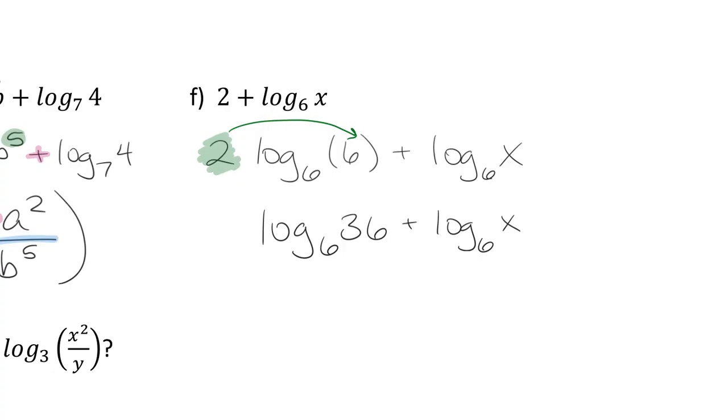Just as a double check to make sure we didn't change this problem at all: 6 to what power is 36? That's what we started with, right? We've not changed this problem at all. We've just shown an equivalent form of it. But now I see we have this plus sign, and we can combine logarithms with plus signs by multiplying them. So this would be log base 6 of 36 times x, or 36x. But I'm going to show the little times because these are our notes and we're learning.